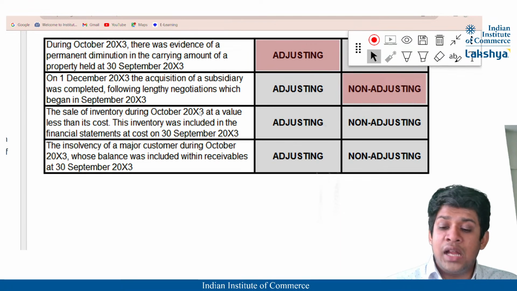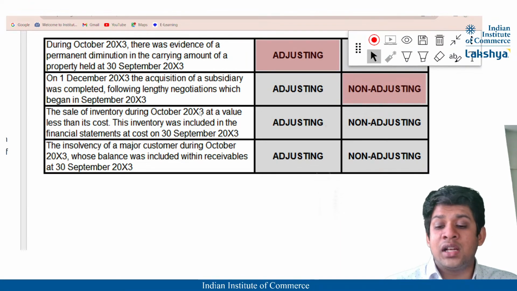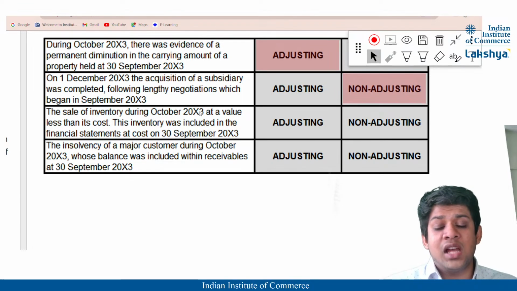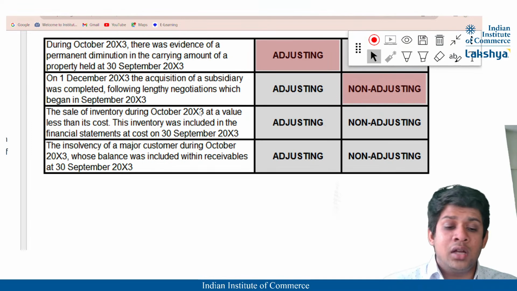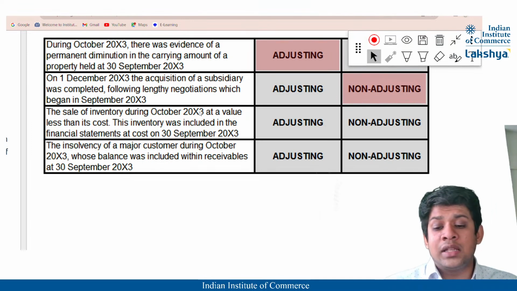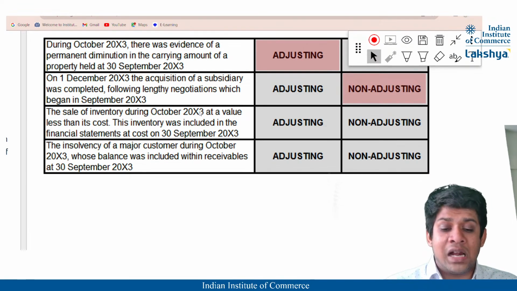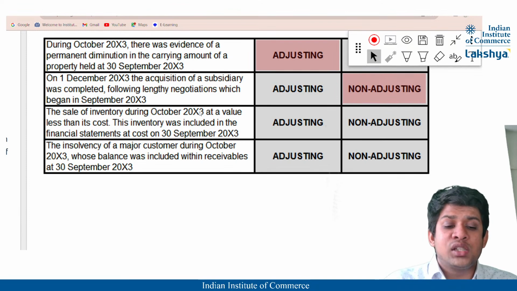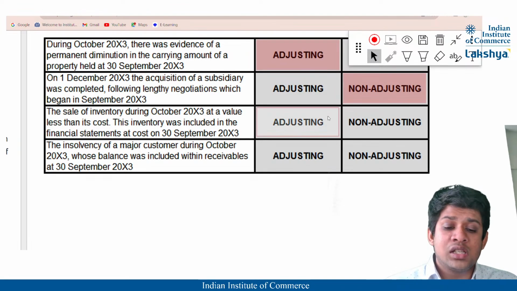The sale of inventory during October 2013 at a value less than its cost. Now, the inventory was there within the financial statements. It is just sold at a value lower than its cost. So that means the evidence was there. The conditions existed: there was inventory at a value within the financial statements at the year end. Selling it at a value less than cost is just additional evidence of the existing condition. So this is going to be an adjusting event.